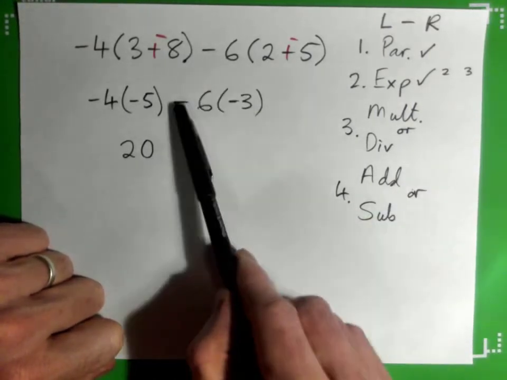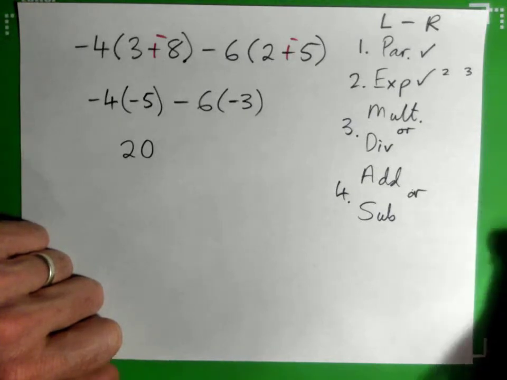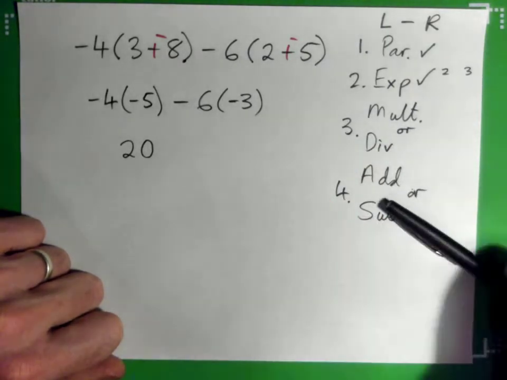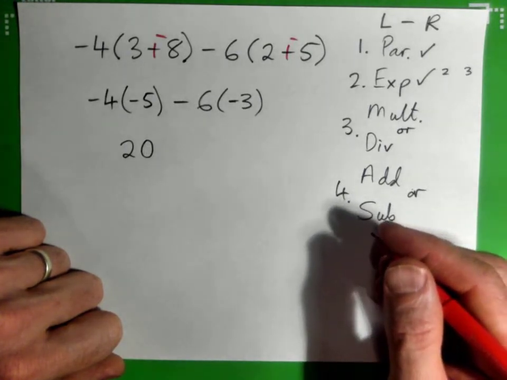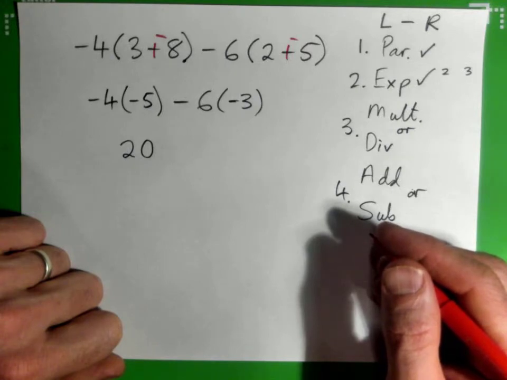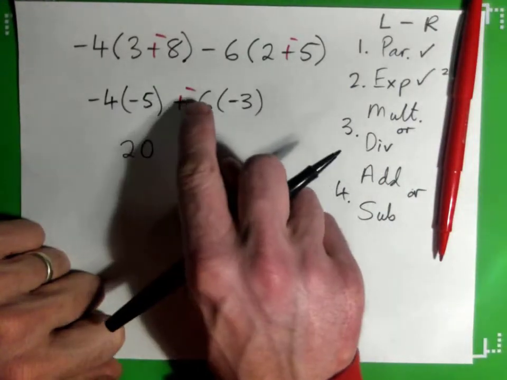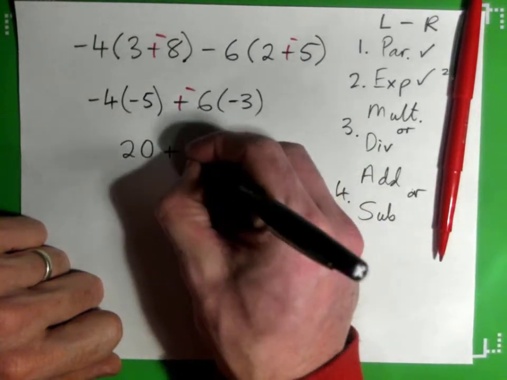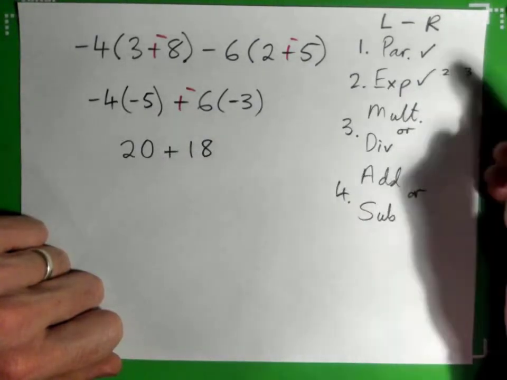What do we do with that? Well, you can change the minus into plus negative if you want to. Correct, yeah. So you can change subtract to plus negative if you want to. So it's plus negative 6 times negative 3, which makes positive 18, right? And now we've taken care of our multiplications. There's no division, so that's done.